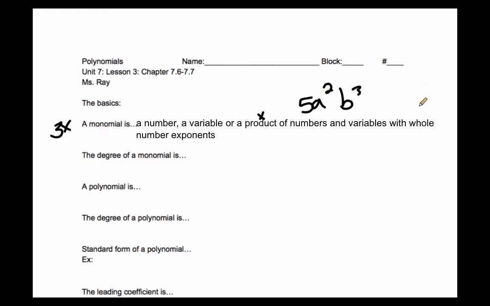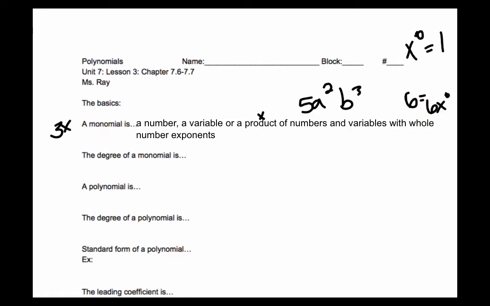Now, another example of a monomial is 6. Why is this a monomial? Because it says a number, a variable, or a product of numbers. Well, this is a number, but you also need to remember that x to the 0 power equals 1. So technically this is the same as 6x to the 0, because x to the 0 is just 1. So just keep that in mind.